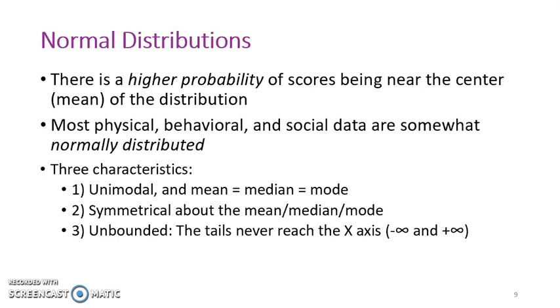The third characteristic is that the normal distribution is unbounded, meaning the normal curve tails extend indefinitely in both directions, approaching but never touching the horizontal axis. This means the tails go from negative to positive infinity. They approach the x-axis, but they don't touch it.